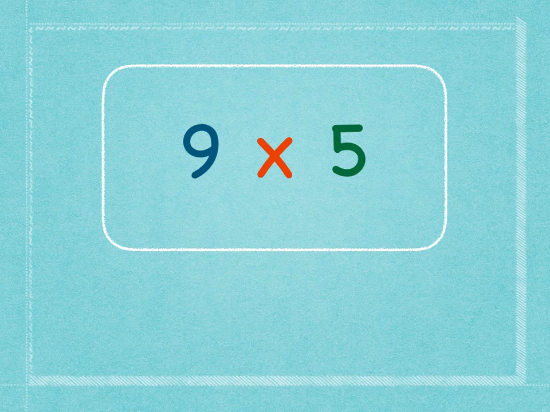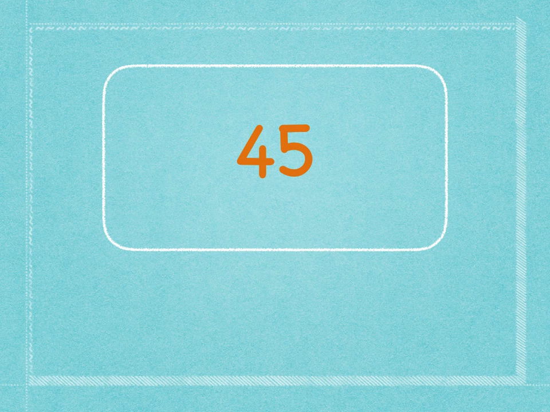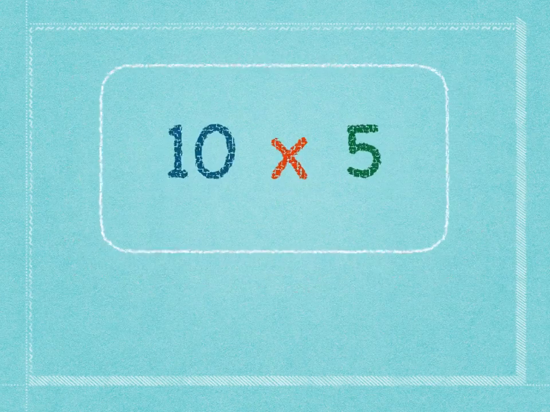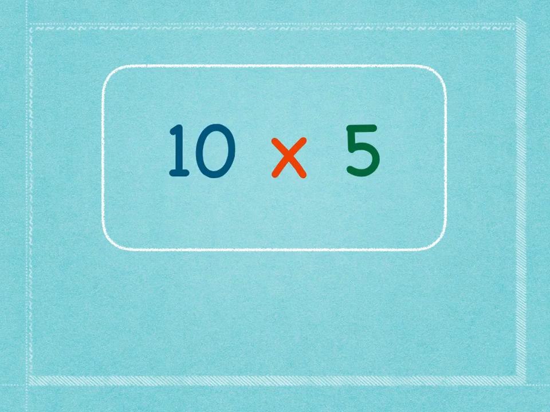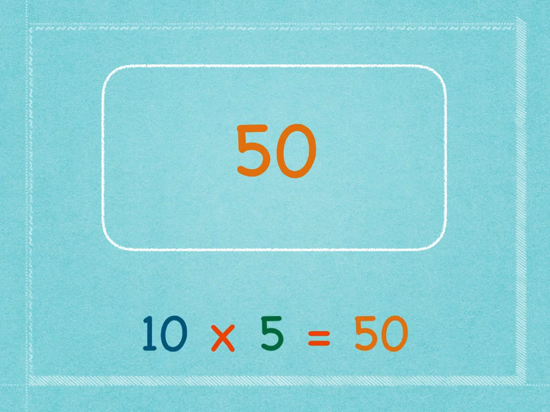9 times 5 is 45. 9 times 5 is 45. 10 times 5 is 50. 10 times 5 is 50.